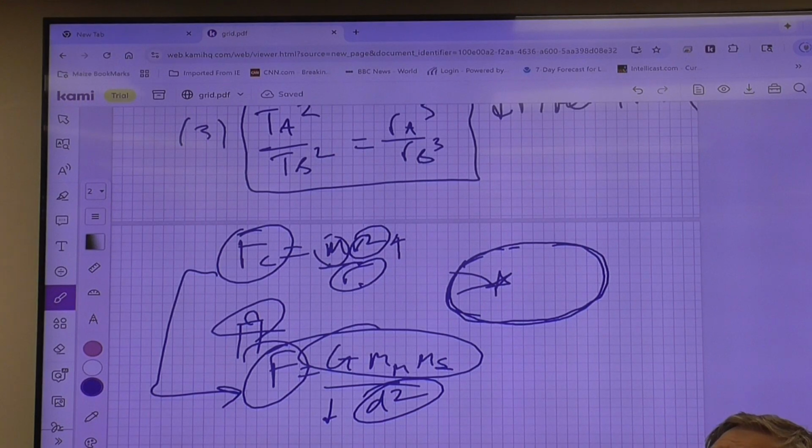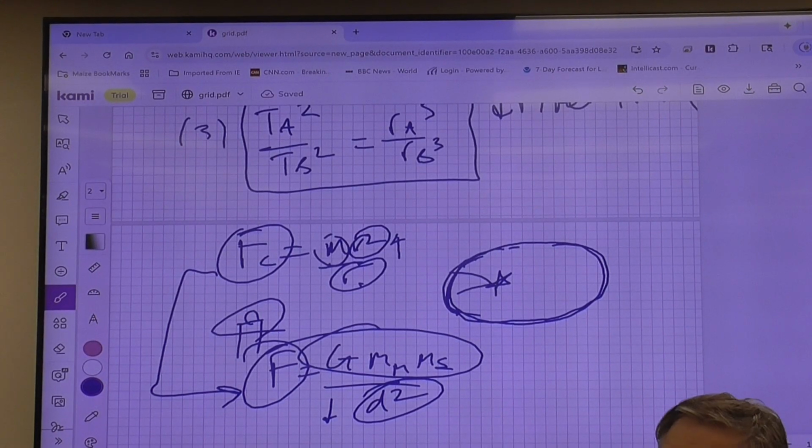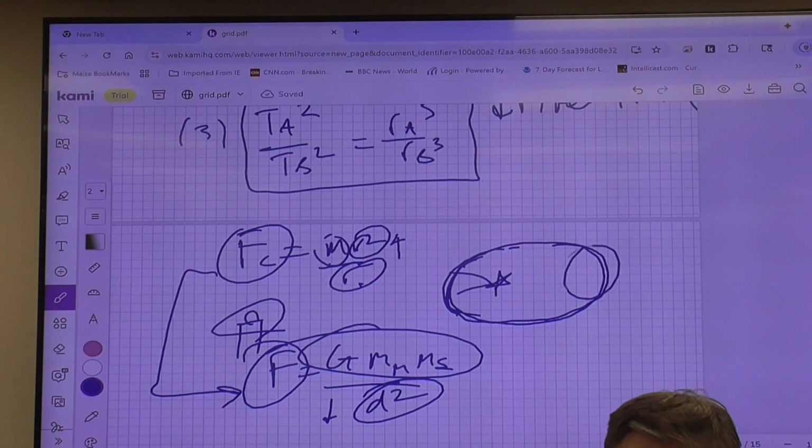How cool is that? This is why it works. As Mars approaches its orbit, you need more centripetal force because you're moving faster with a smaller radius. Conveniently, gravity sits there and goes, I got you. So gravity is going to get stronger to create that greater centripetal force. Now, you go out here.